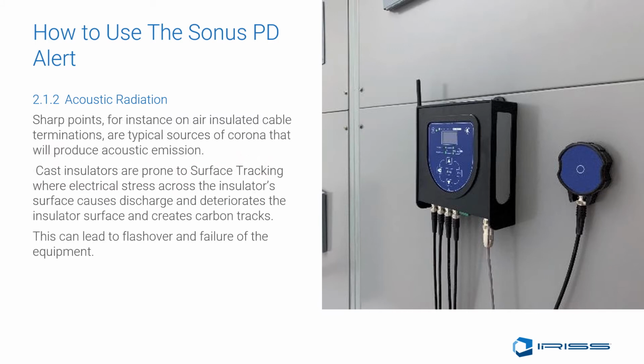Sharp points, for instance on air-insulated cable terminations, are typically sources of corona that will produce acoustic emissions. Cast insulators are prone to surface tracking, where electrical stresses across the insulator surface cause discharges and deteriorate the insulator's surface and create carbon tracks. This can lead to flashover and failure of the equipment.